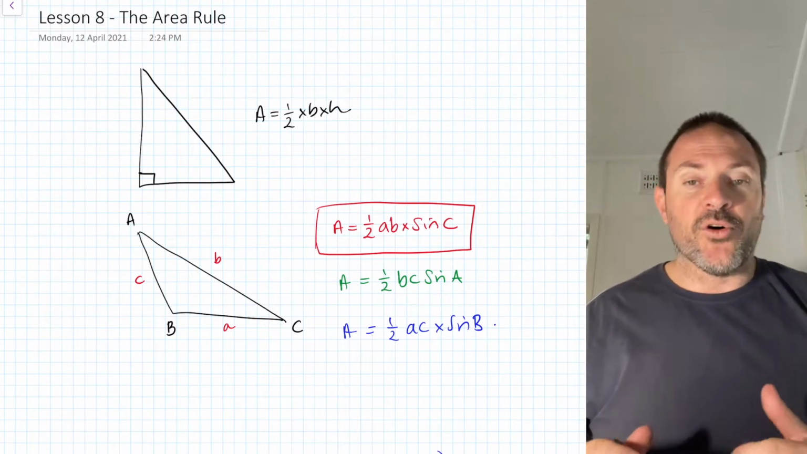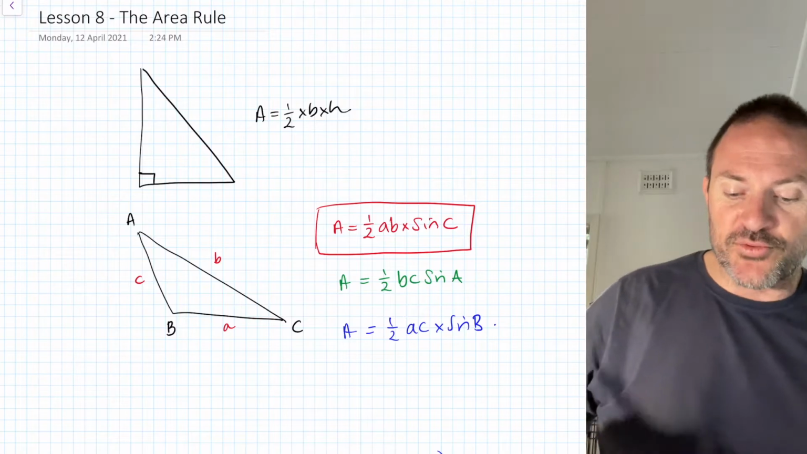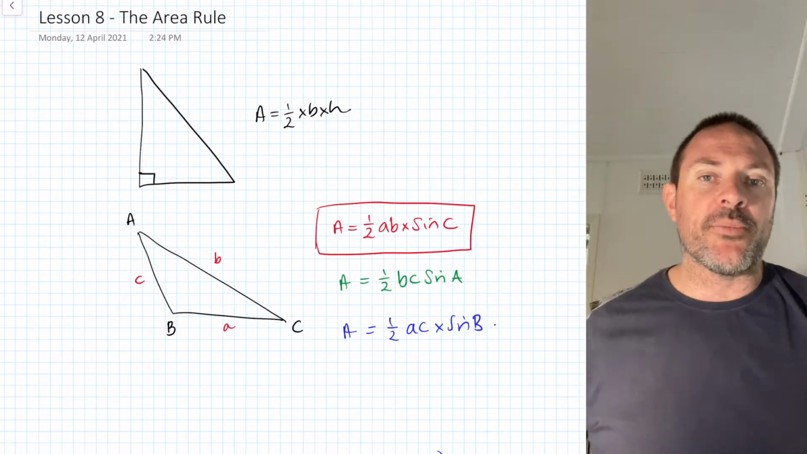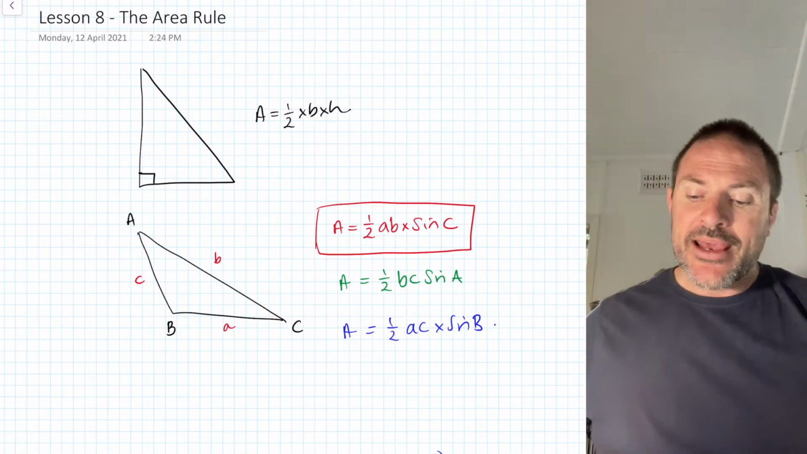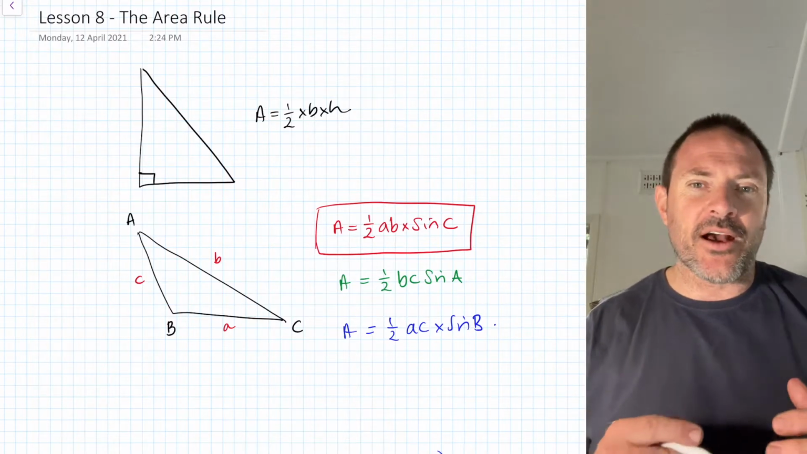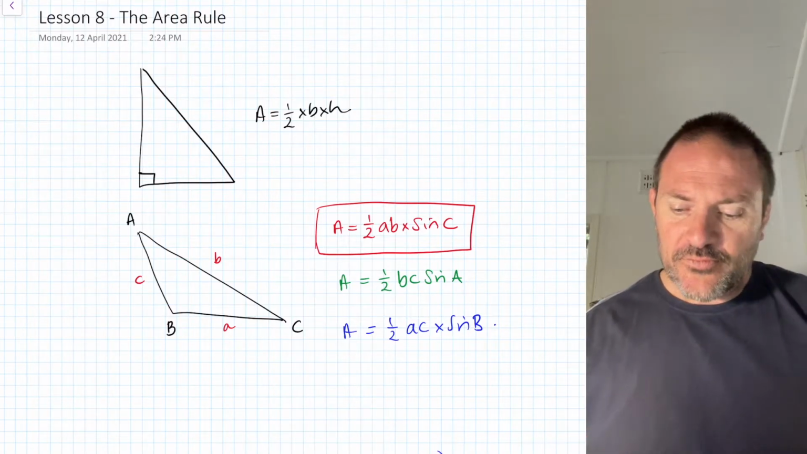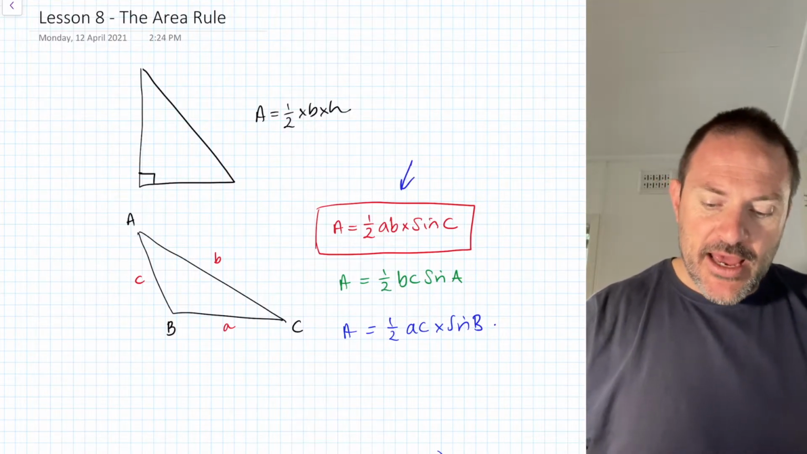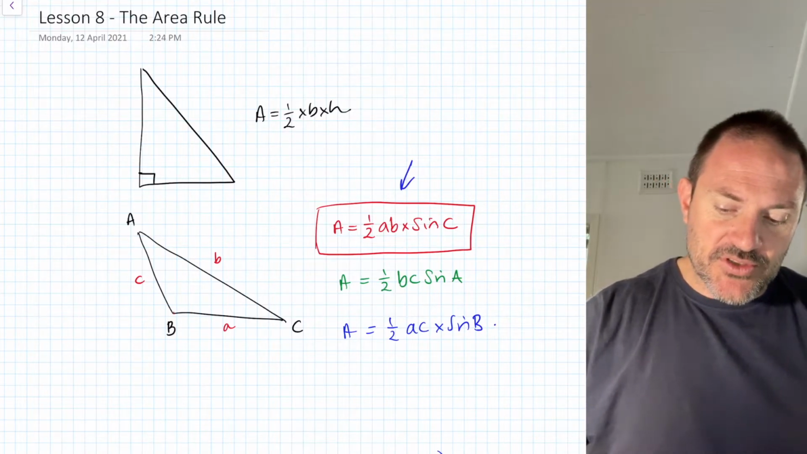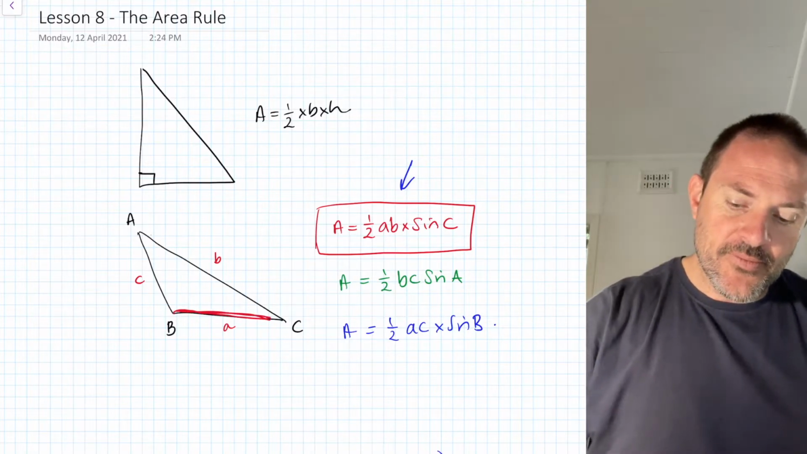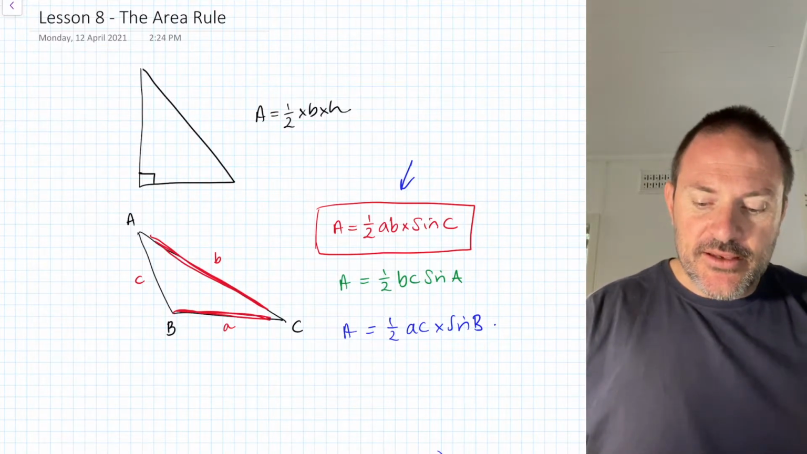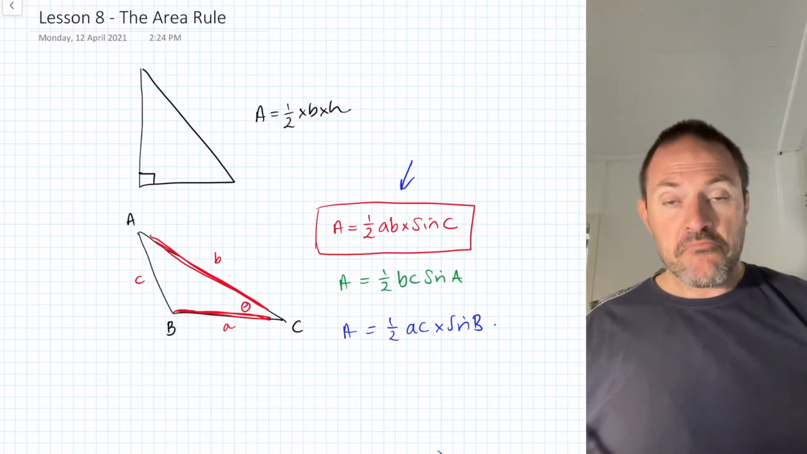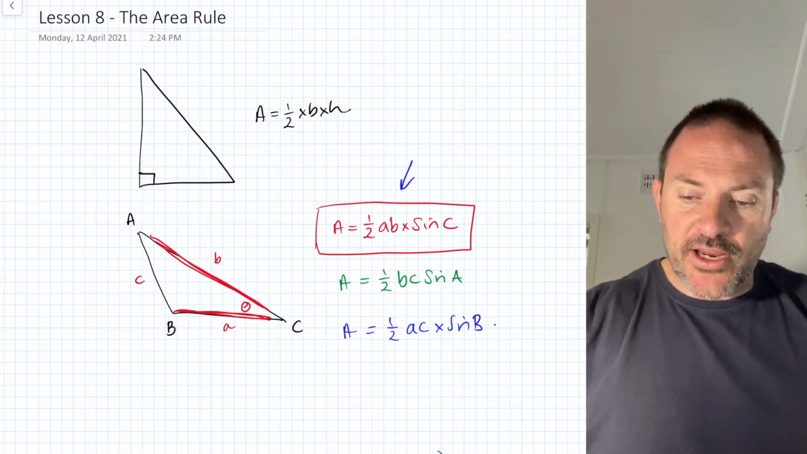Now, of course, you could use a formalized rule and figure this out, but we want to be able to use this for any situation. So can you look at those three rules and figure out what's going on? If I look at the very first one, half A times B, well, A and B are these two sides here in red, and angle C sits inside there. Interesting. What if we looked at the green one?